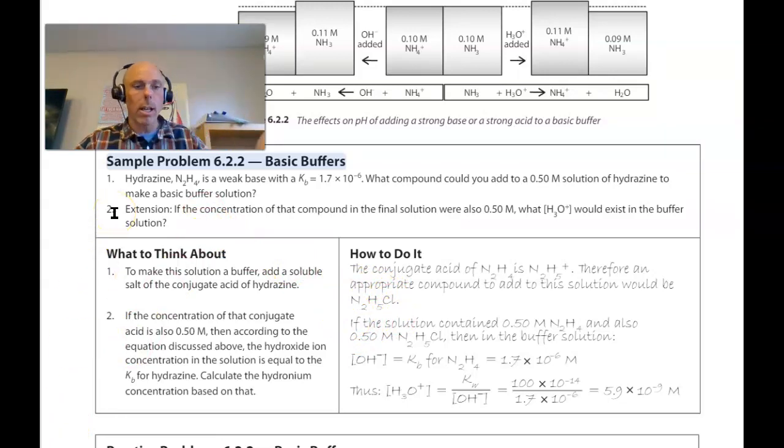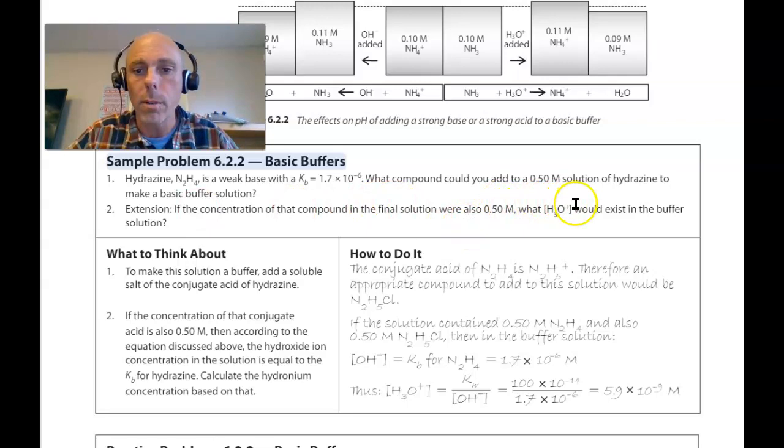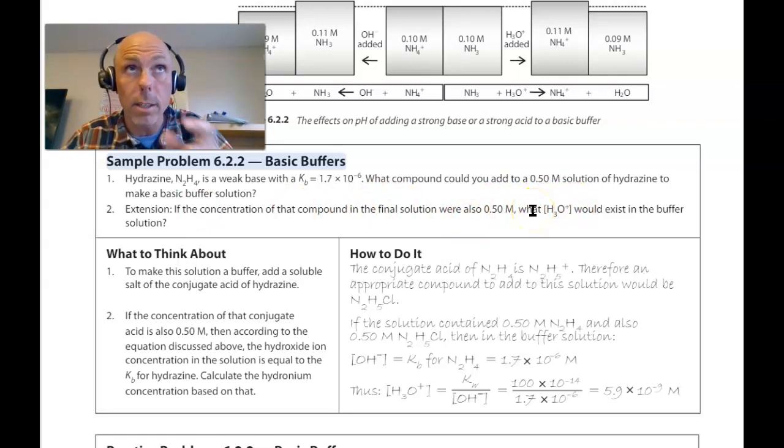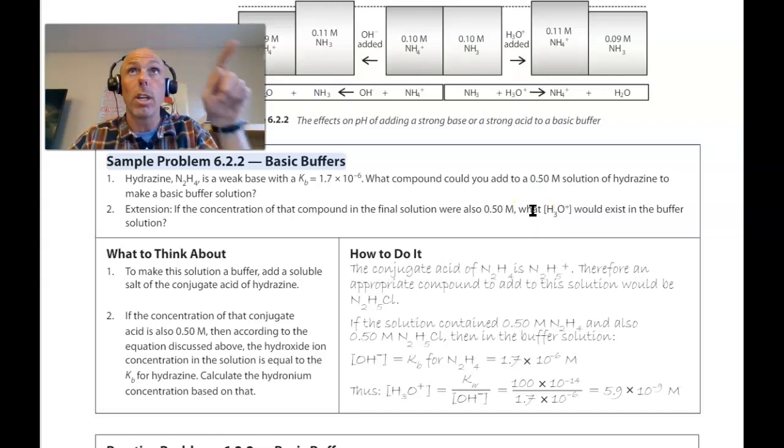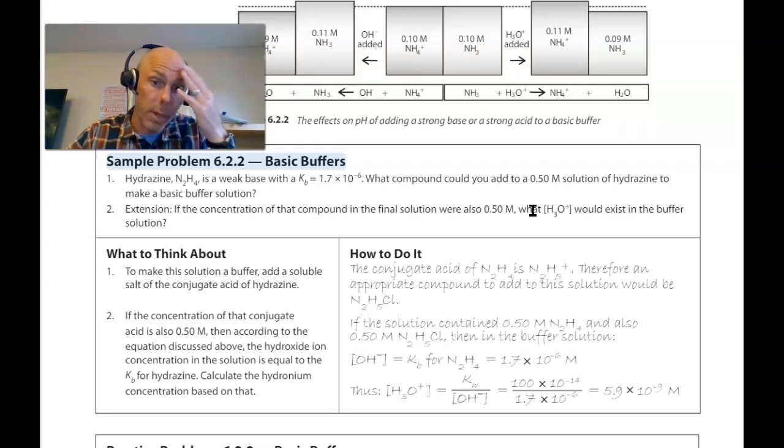Let's extend ourselves. Number two says that the concentration of that compound in the final solution was also 0.5 molar, which we suggested it should be. What would the hydronium concentration be in the buffer solution? Well, if the ratio of acid to base is 1:1, then the hydroxide concentration equals the Kb, or the hydronium equals the Ka. So we've got a couple of ways we could solve this.